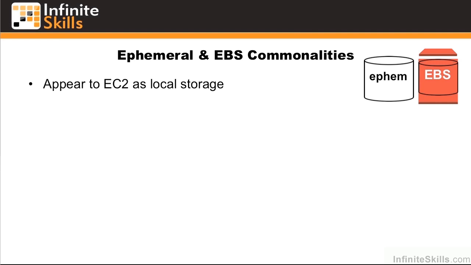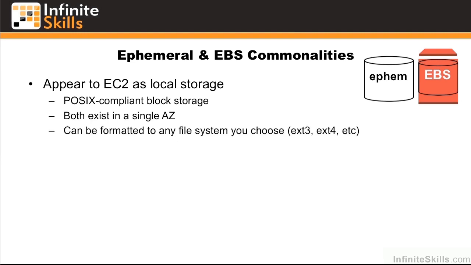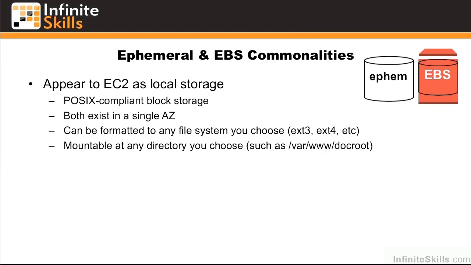Let's look at some of the commonalities between these disk types. They both appear to the EC2 as local storage. They're both POSIX-compliant block storage. You can think of them as a 3.5-inch disk that you would just slide into a server and provision. Both of them exist in a single availability zone. They can each be formatted to any file system you choose. They can each be mounted at any directory you choose, such as the server's web root. The I/O out of the EC2 instance in both cases is charged. S3 I/O is always going to be your cheapest.